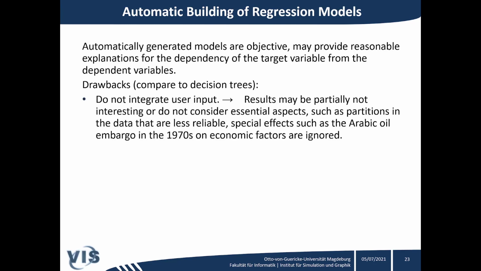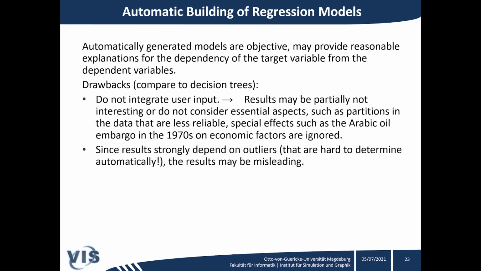So first, automatic methods do not integrate user input, and thus the results may be partially not interesting or do not consider essential aspects such as partitions in the data that are less reliable. Special effects such as the Arab oil embargo in the 1970s on economic factors are, for example, ignored. Another problem are existing outliers in the data. Since regression results strongly depend on outliers that are hard to determine automatically, the results may be misleading.